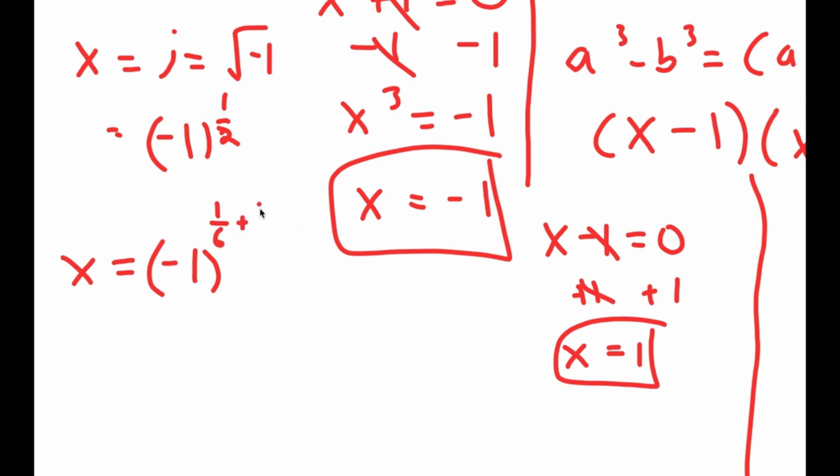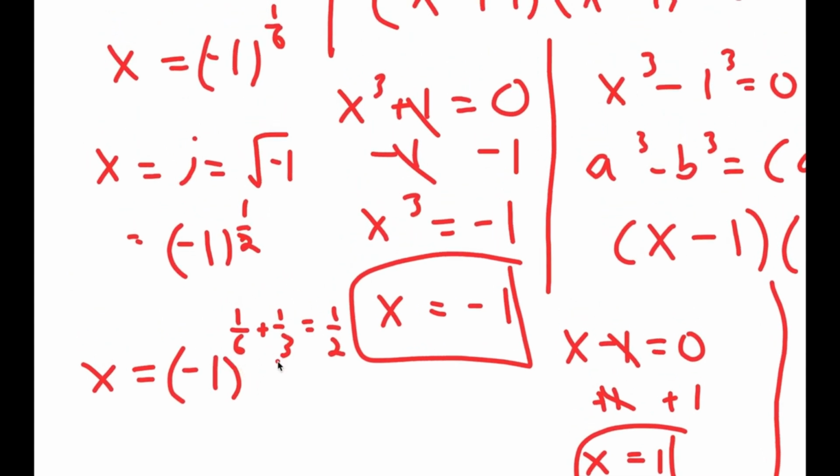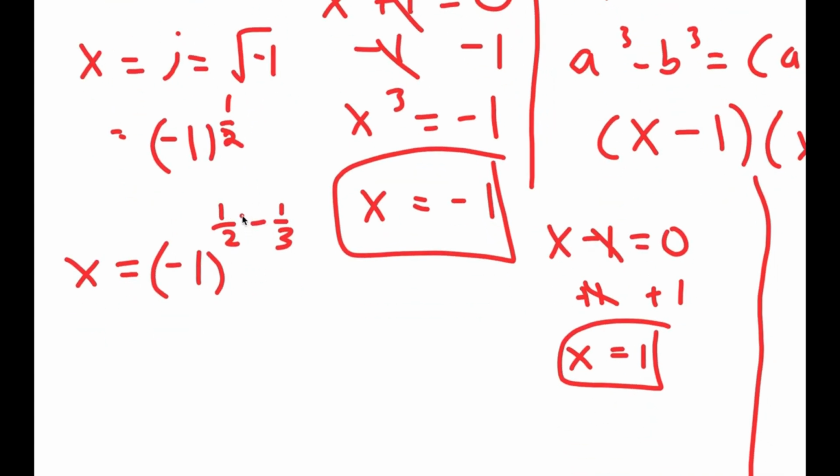So 1 over 6 plus 1 over 3 is equal to 1/2. We know this. Meaning we have negative 1 to the power of 1 over 6, or sorry, 1 over 2 minus 1 over 3 is what we can rewrite 1 over 6 as. Now, this is the same thing as 1/2 plus negative 1 over 3.